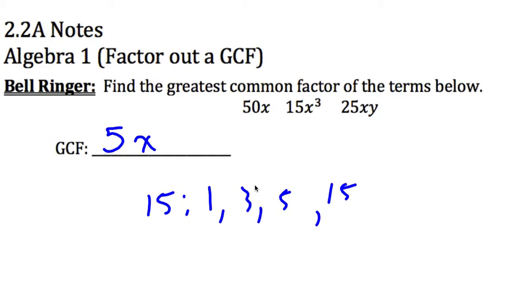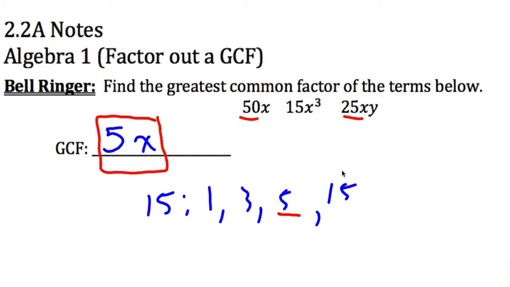So 15 doesn't go into 50 or 25. So then I go down to 5. 5 goes into 25 and 50 evenly. So I know that has to be my GCF. So it's 5. You can already see I have the correct answer written here.